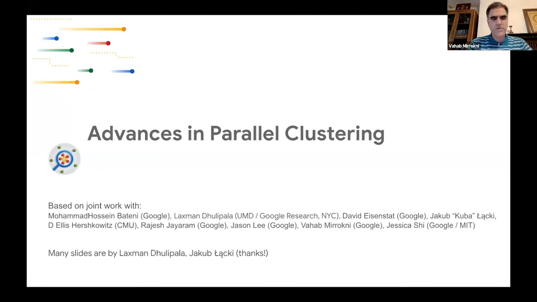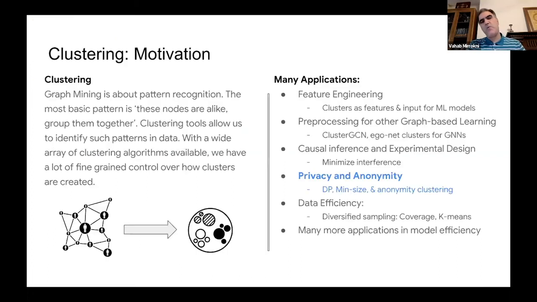Now the very last part is about parallel clustering, which is maybe one of the most popular parts of the library. I want to tell you about what we have developed more recently in the multi-core part of the clustering. But first of all, let me emphasize that clustering is one of the most applicable tools in the library. We use it for feature engineering. We use it for experimental design, causal inference. We use it, as I said, in privacy and anonymity, enforcing that, and so on.